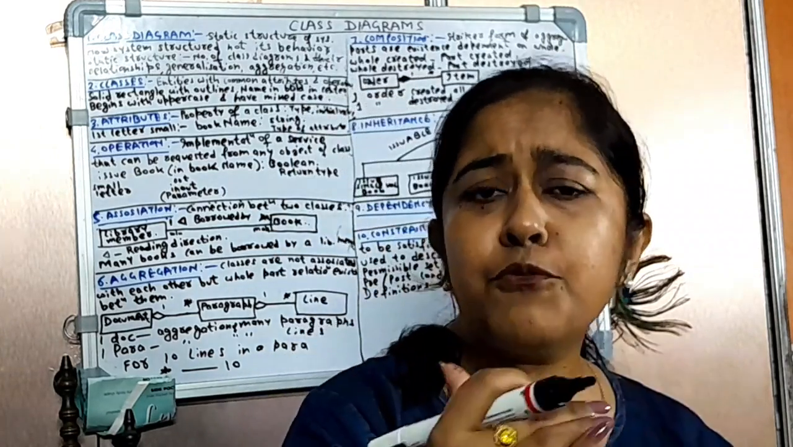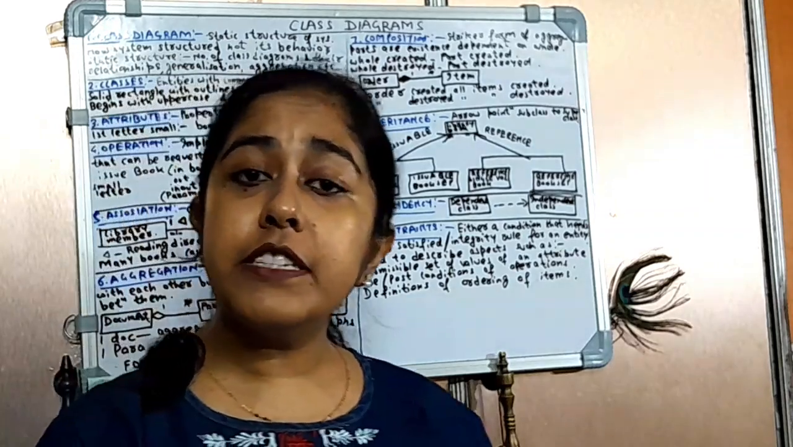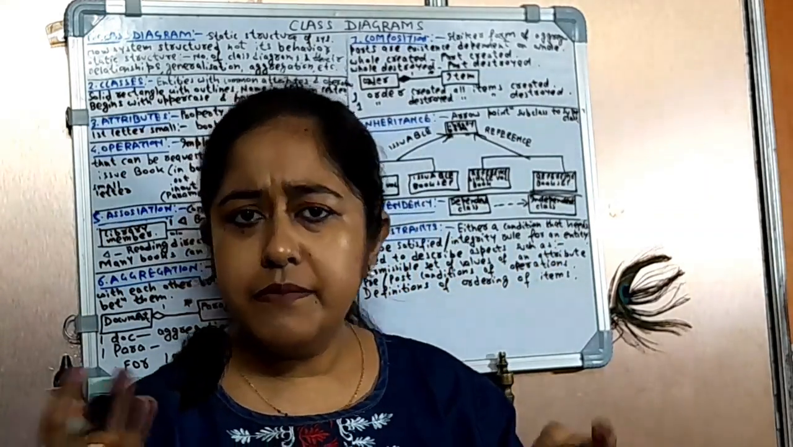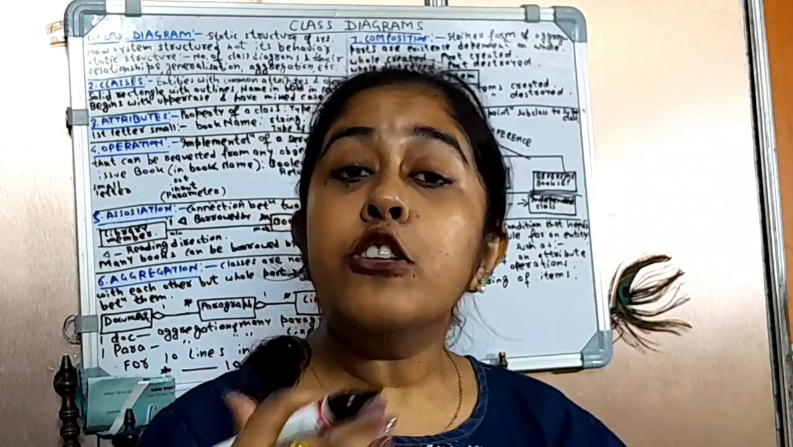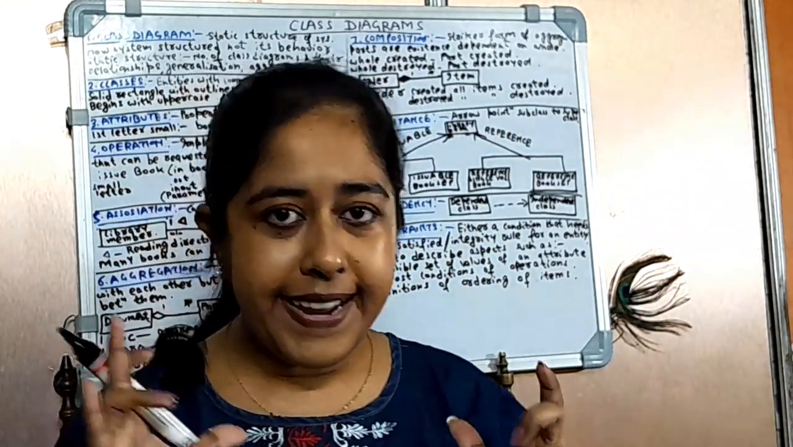Okay, now these properties. Suppose we are talking about a student, so what can be the properties of a student? Their roll number, their name, their date of birth, their classes, etc. So these things are going to be the attributes or properties of your particular entity.